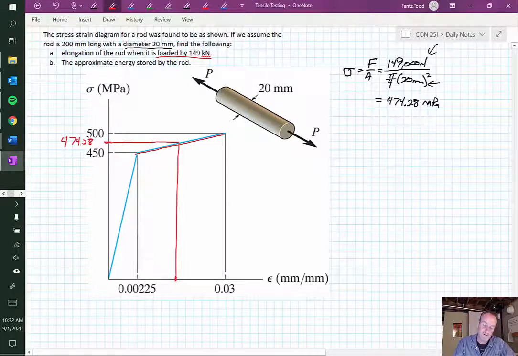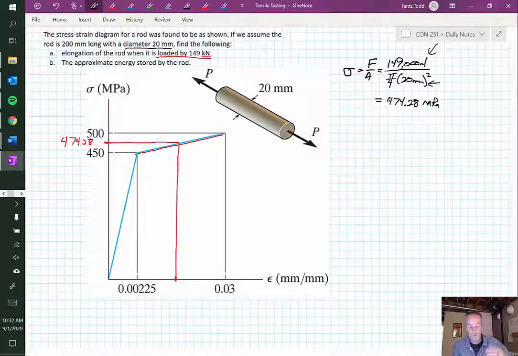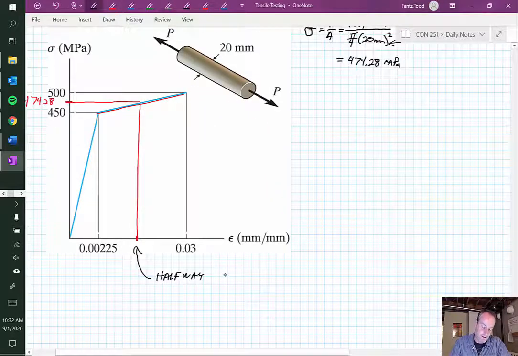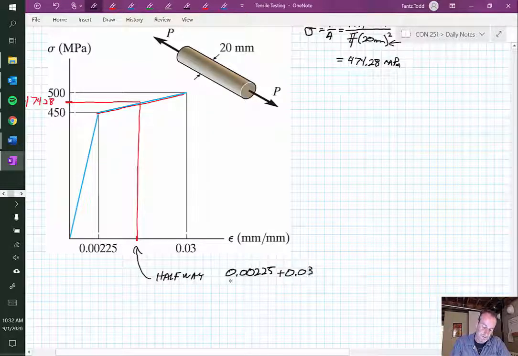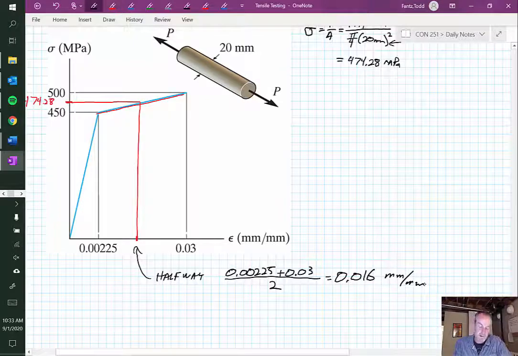If 474.28 is halfway between 450 and 500, then I know the strain would be halfway between 0.00225 and 0.03. So that halfway mark is 0.00225 plus 0.03, divide that by 2, and that halfway mark then would be like 0.016. Units would be millimeters per millimeter. So that's our strain.